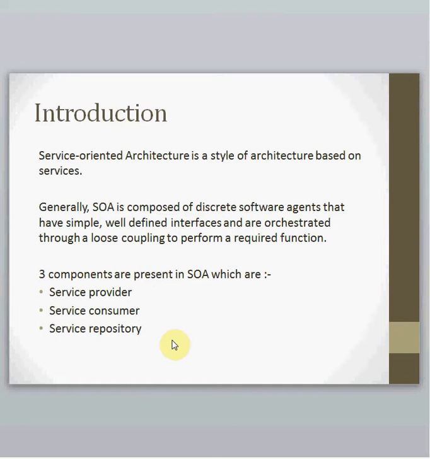A service repository contains the descriptions of the services. Service providers register their services in this repository, and service consumers access the repository to discover the services being provided. While communicating, the service provider and the consumer both adhere to a predefined protocol.